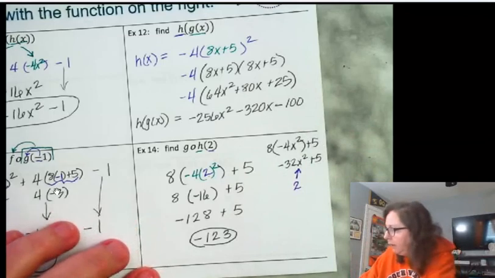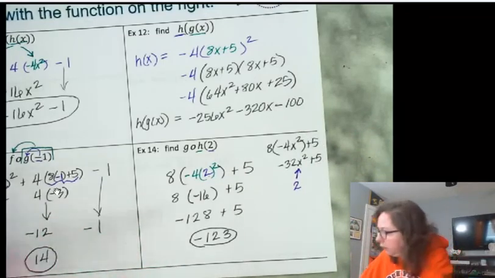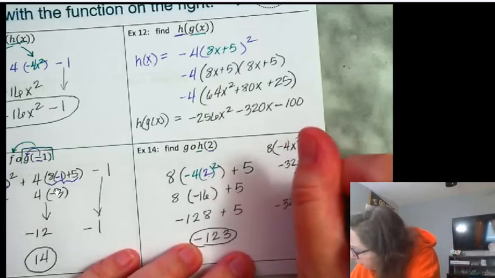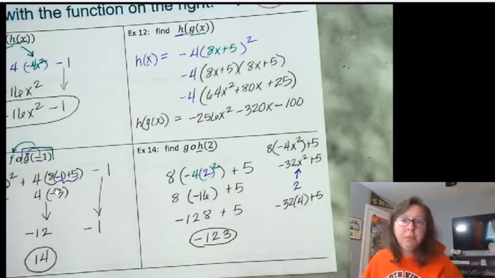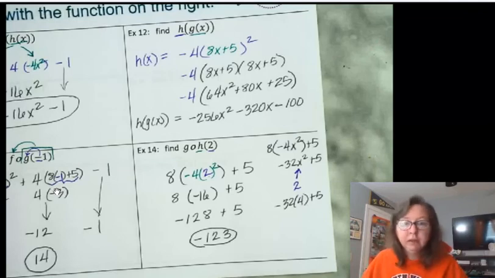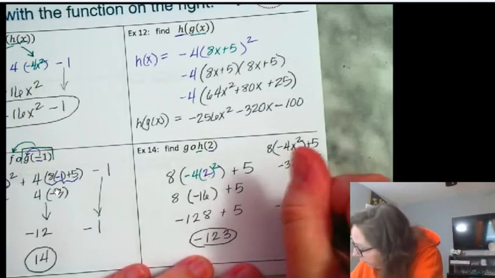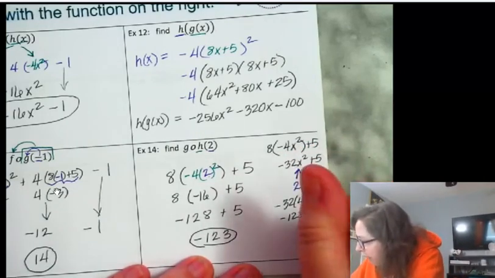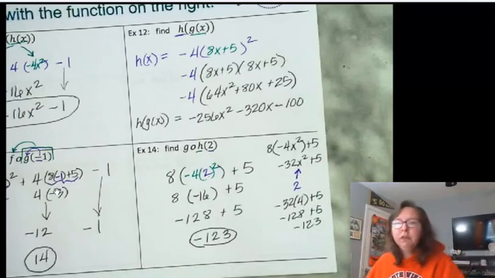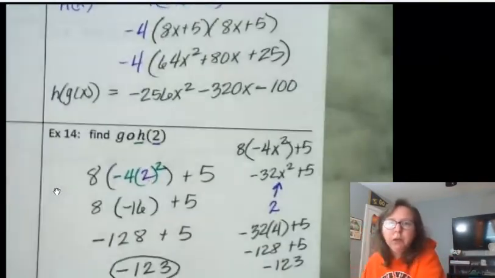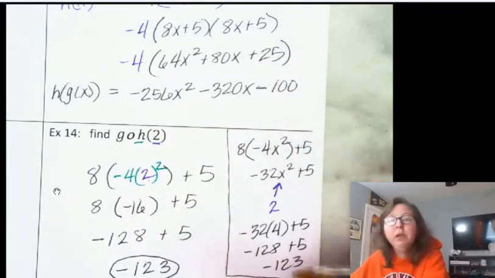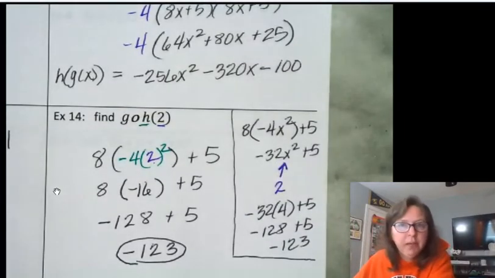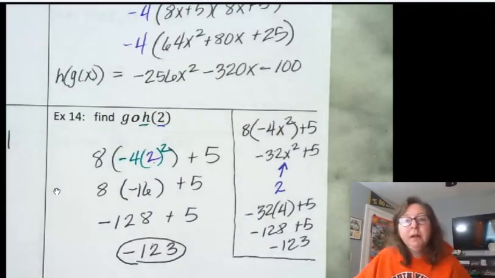And now that that's simplified all the way, now you could take your 2 and plug it in there. Okay? And so 2 squared is 4. 4 times negative 32, just to double check it, is negative 128. And then, of course, you still have to add the 5. Okay, so that's sort of just an alternative. If you just want to do the composition of the function and evaluate it last, you can do that too. You'll still get to the same answer. All right. Well, that's it for today, guys.